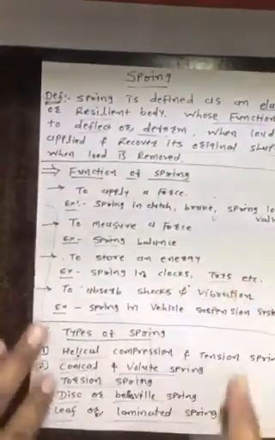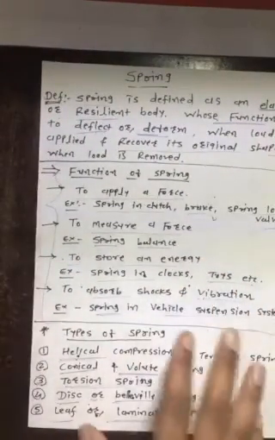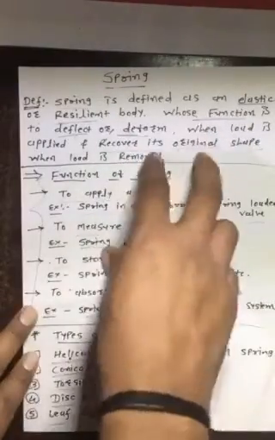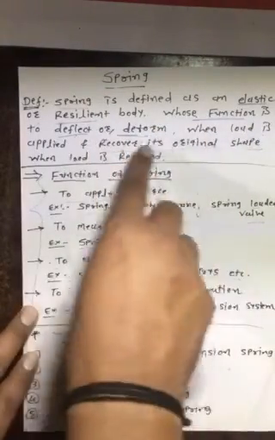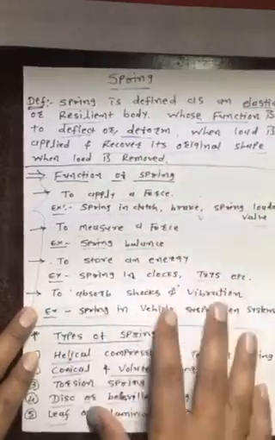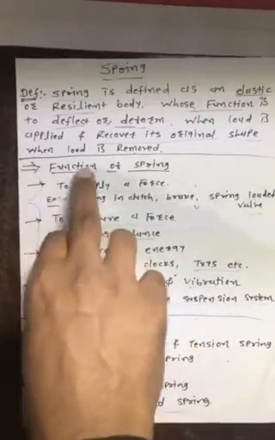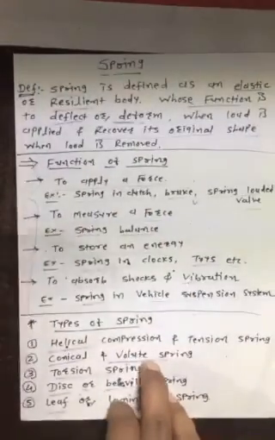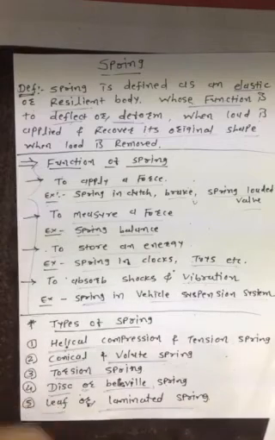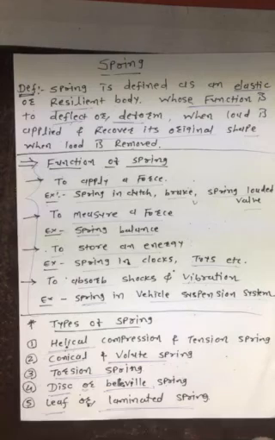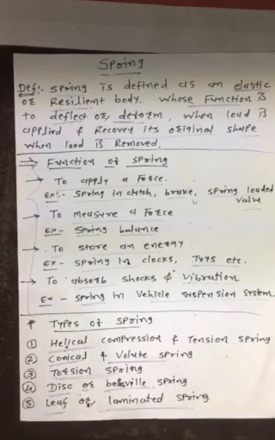Again, to repeat: what is a spring, function of spring, and types of spring. A spring is defined as an elastic or resilient body whose function is to deflect or deform when load is applied and recover its original shape when the load is removed. We have already seen the function of the spring, and then the types of spring. These five types of spring are most important, right? Next we can see the terminology of the spring in the next lecture. Thank you.